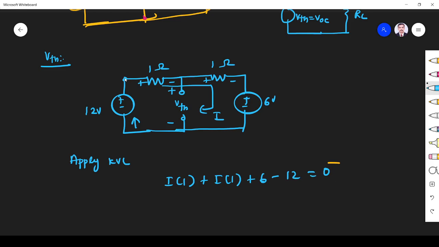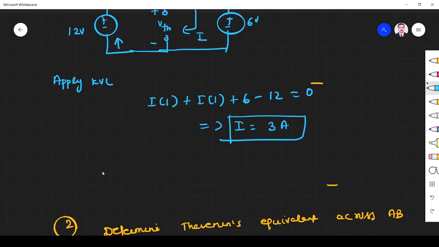You see the current starts from here. Let us assume that first it encounters plus terminal, so positive I into 1. So I find the voltage, so I into R. Similarly here I into R. Here the voltage is given plus 6. Current enters through positive terminal, plus 6. Here current enters through negative terminal, minus 12. So this implies I is equal to 3 ampere. Right, so I is equal to 3 ampere.